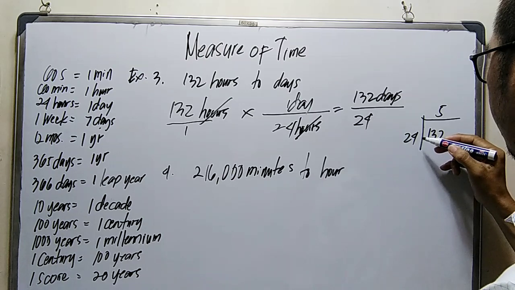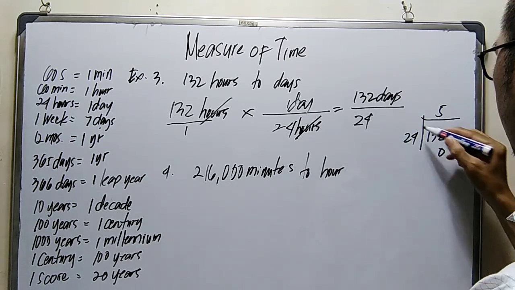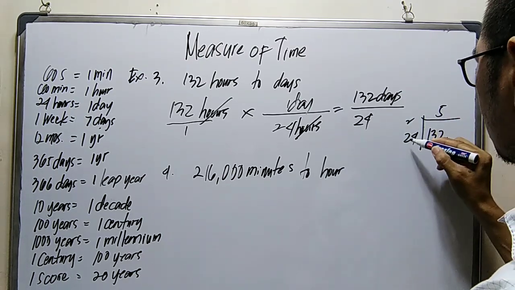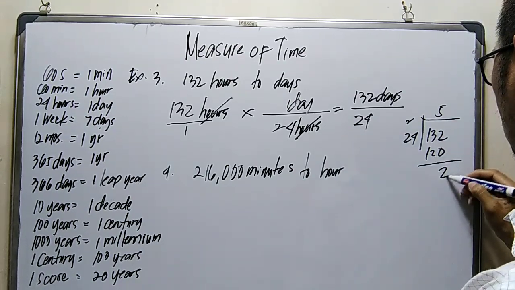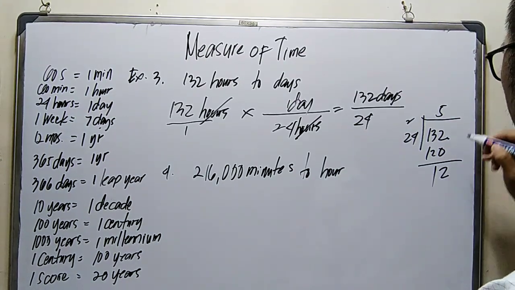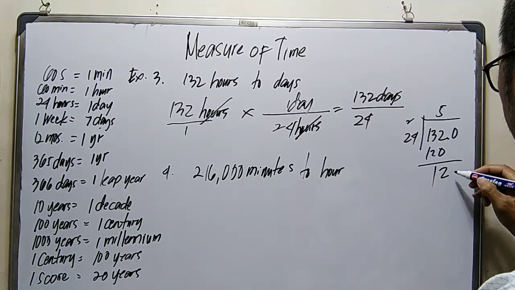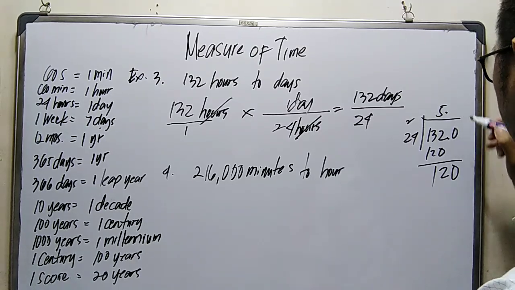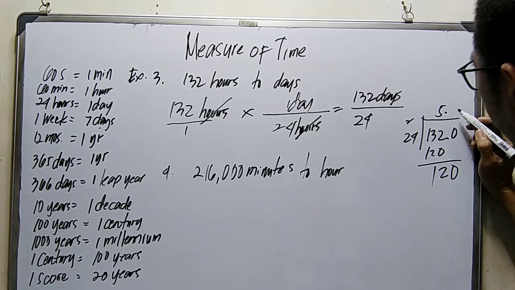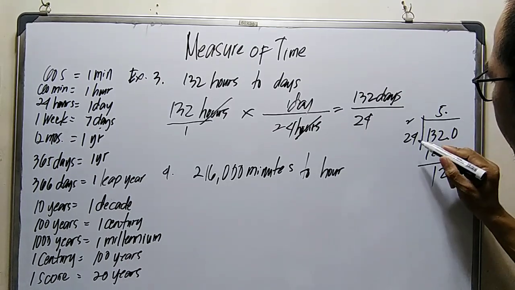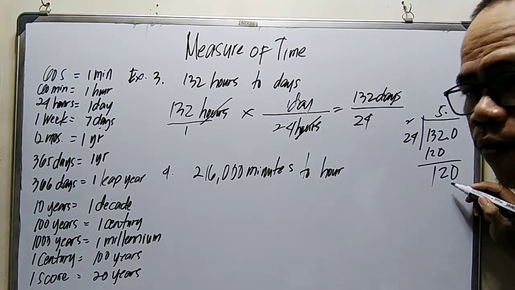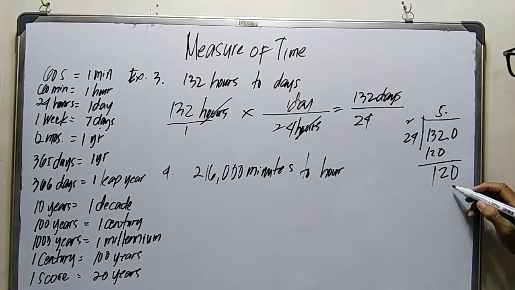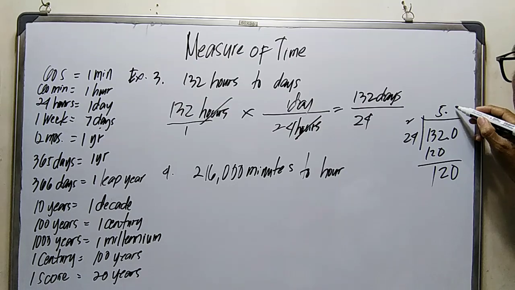5 times 4, 20. 5 times 2, 10 plus 2, 12. Okay? 2, 1. So, add tayo ng point, tapos add 0, point. Okay, hanap tayo ng number na kung i-multiply natin sa 24, the result is 120 or less than 120. So, what's the number?